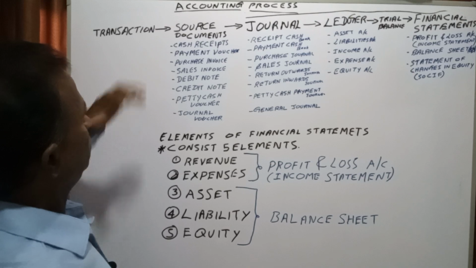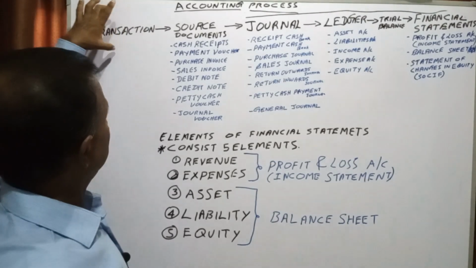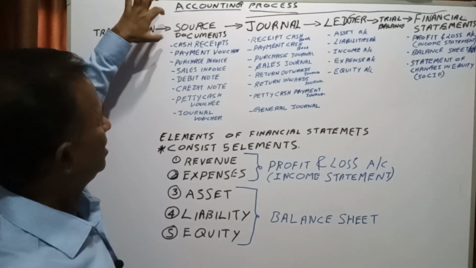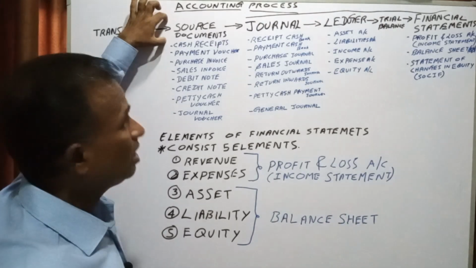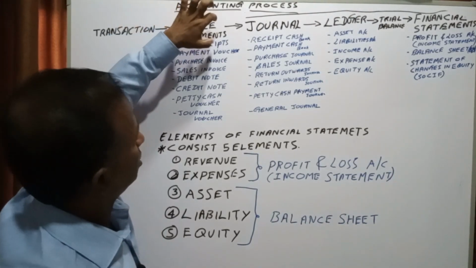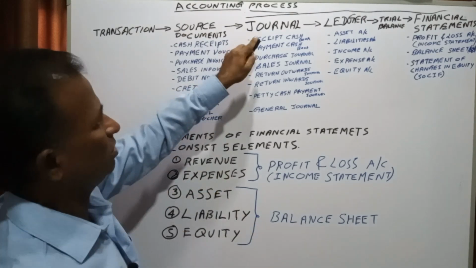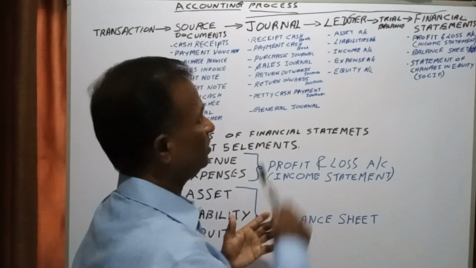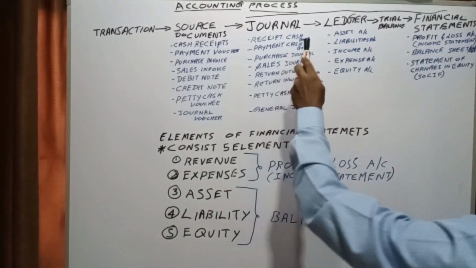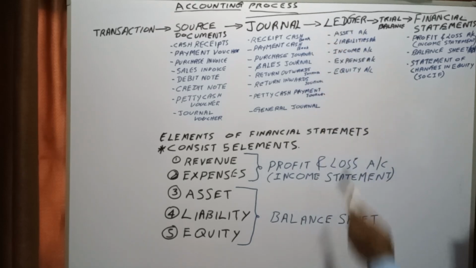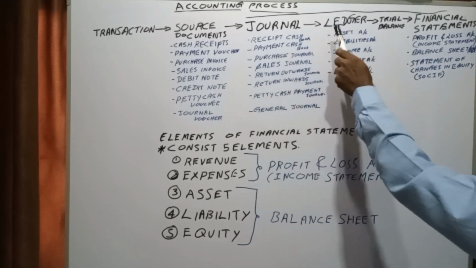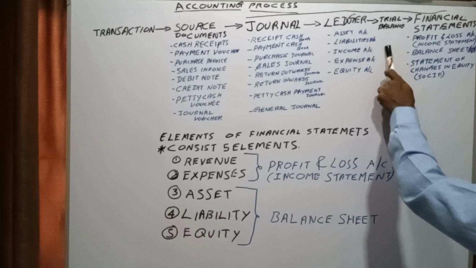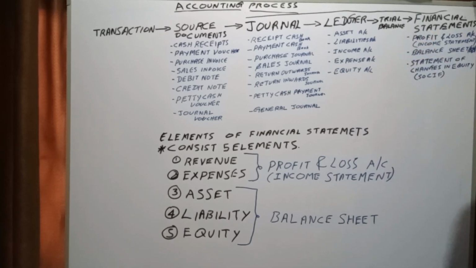So we are receiving the transactions, transactions are taking place, and we are collecting the source documents. Then based on the source documents, we are recording the journals, right? From the journals, it comes to the ledger. And from the ledger we are preparing the trial balance. From the trial balance we are preparing the financial statements.